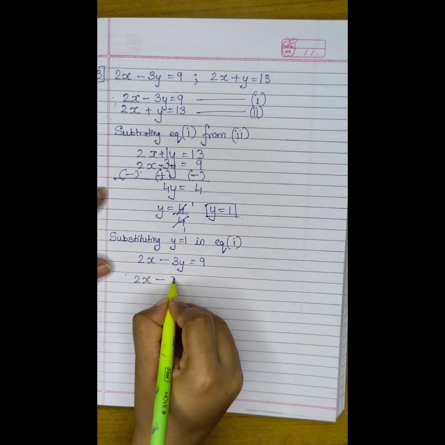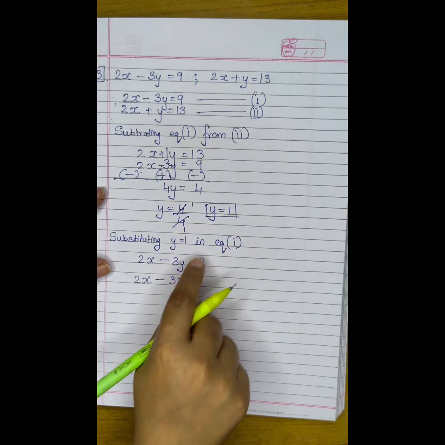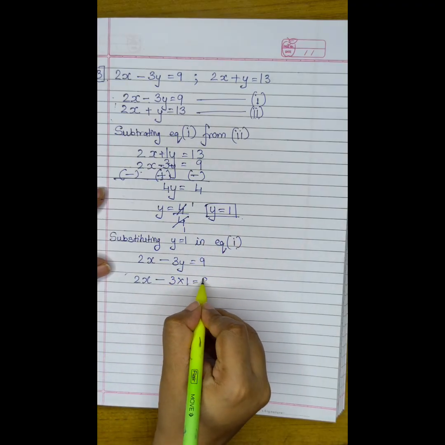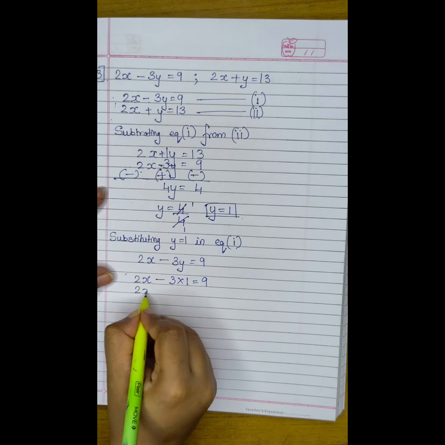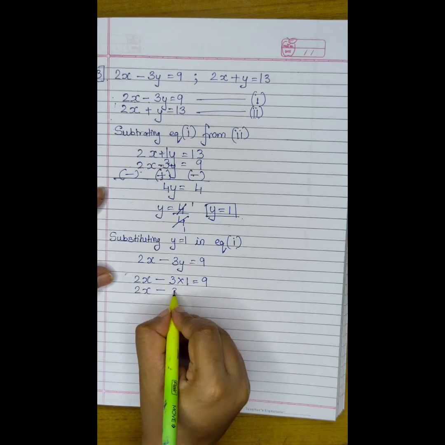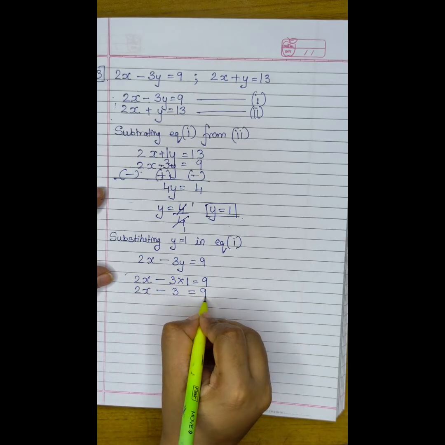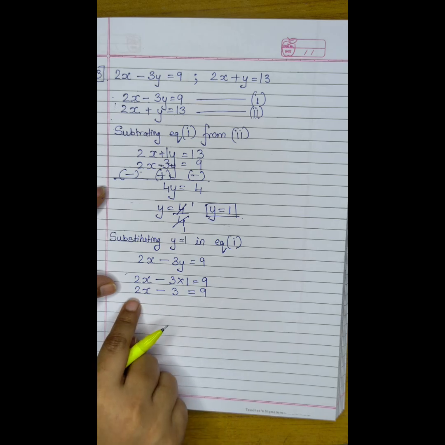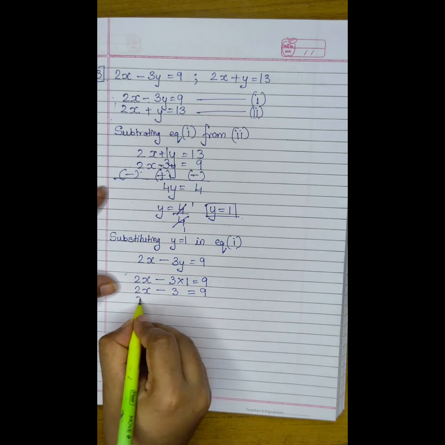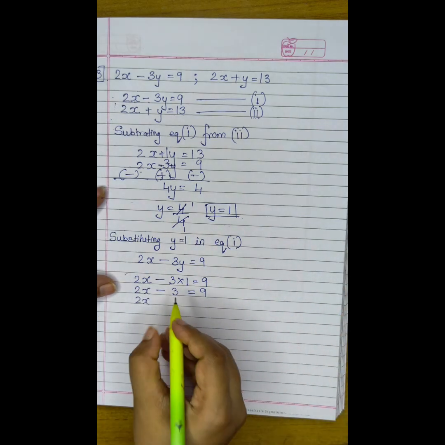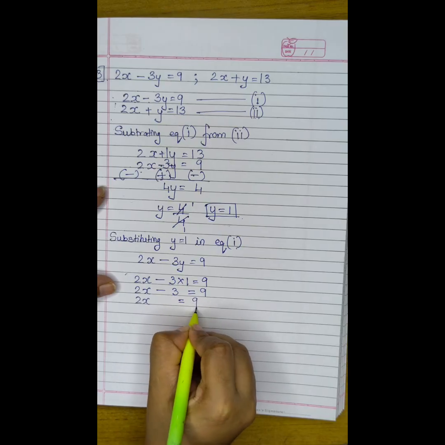2x will be as it is. 3 multiplied by y is 1 is equal to 9. So 2x minus 3 ones are 3 is equal to 9. Now keep the letter over here, that is a variable, 2x will be here only, and get the numbers on one side, that is equal to 9.